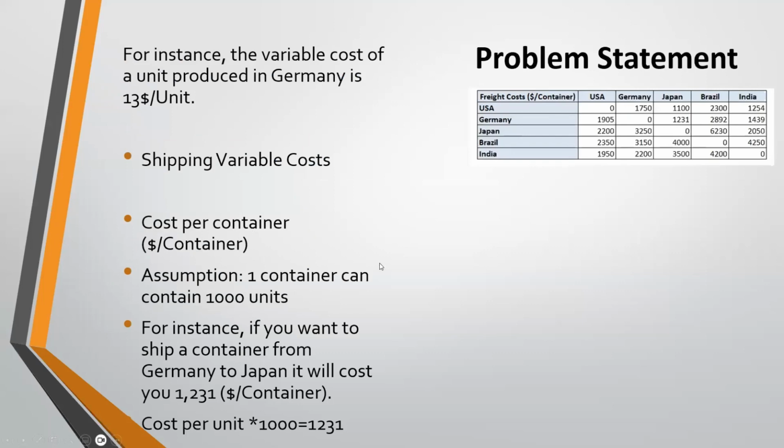Next we have the problem statement. The variable cost of a unit produced in Germany is $13 per unit, and one container can contain 1,000 units. If you want to ship from Germany to Japan, you can see this table and make a decision. The cost per container is 1,231. In the table, the column is Japan and the row is Germany, so Germany maps to Japan at 1,231. This is the cost per container if you want to send to Japan.